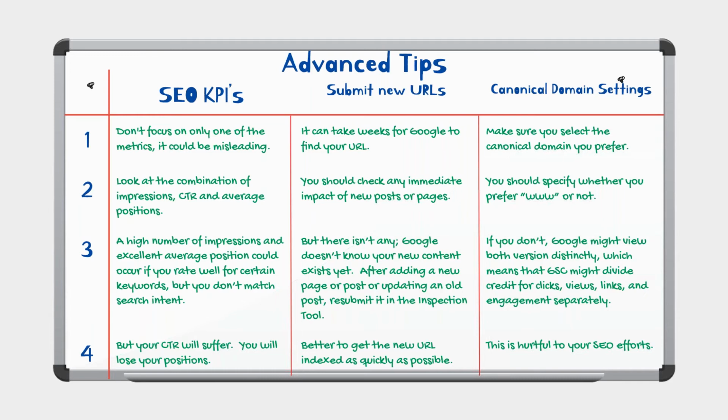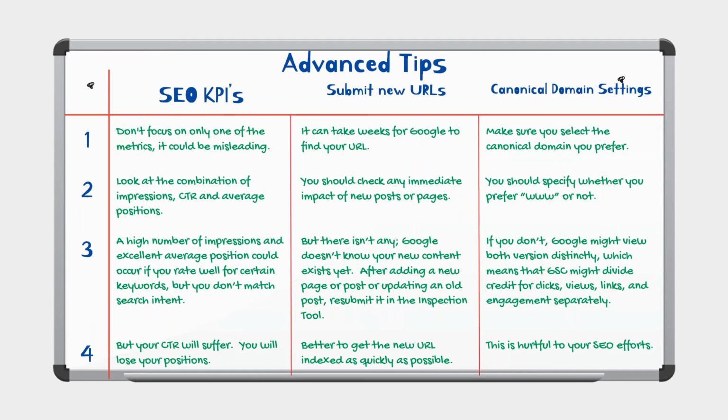A high number of impressions and an excellent average position could occur if you rank well for certain keywords. But if you don't match search intent, your CTR is going to suffer. People aren't going to click through because something's wrong, and therefore we will lose our position. So looking at all of them together, and we'll talk a little bit about that tip in a second, make sure that you're focused not on just one of the metrics, but on the sum total of the 4 metrics when you're looking at your SEO KPIs for your keywords.